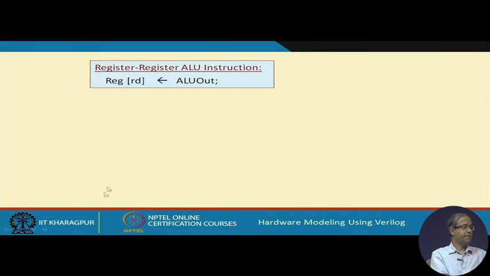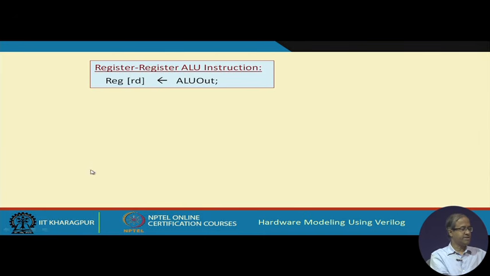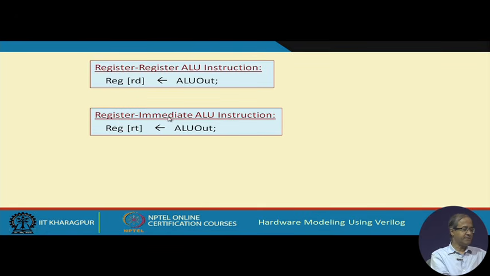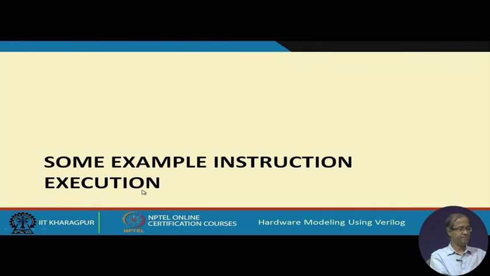Let us see. If it is a register ALU instruction, that means the first one, RD will be your register target. So, ALU out will be stored in reg RD, but if it is a register immediate, it will be stored in reg RT, because RT is the target. Similarly, for a load instruction, the data is stored in LMD temporarily, and that data will be loaded into reg RT. Okay. So, you have to remember, use RD here and RT here.